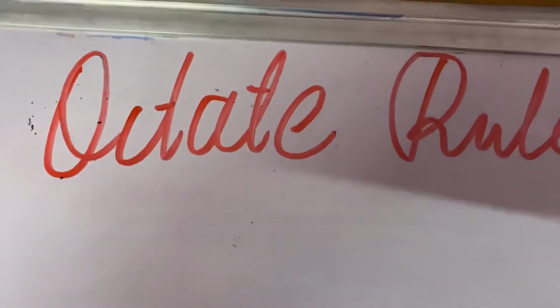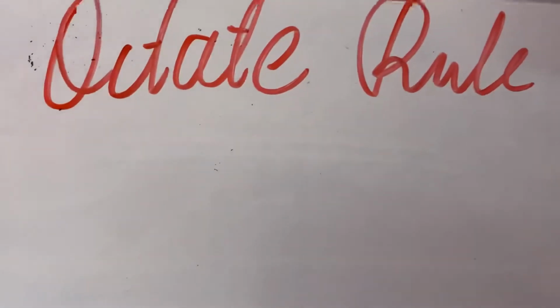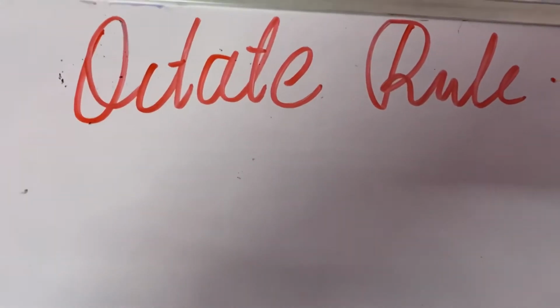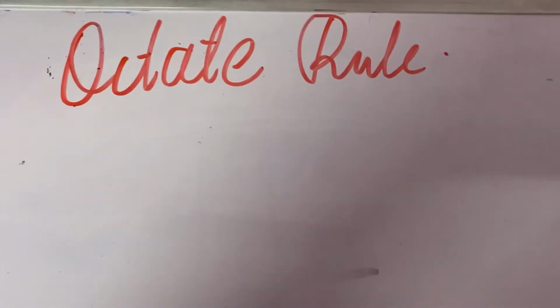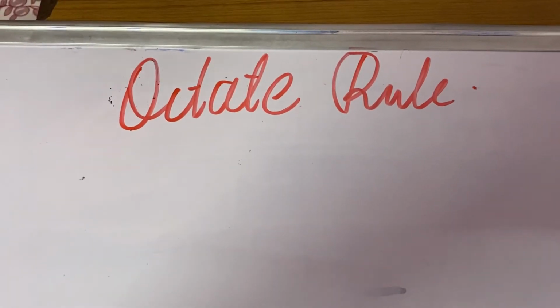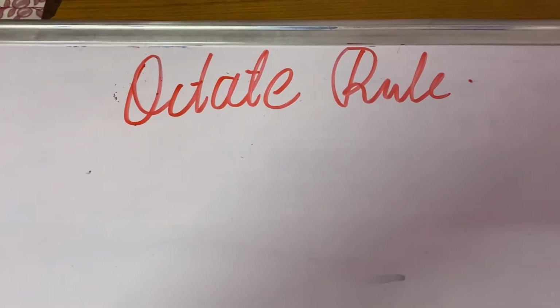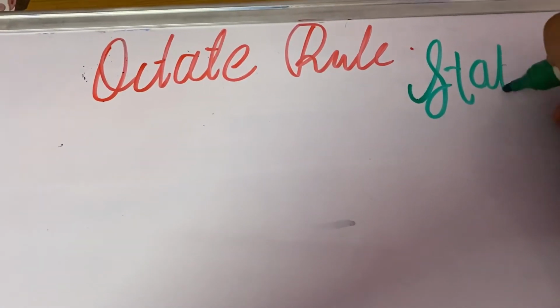The next topic is the octet rule of chemistry, which denotes the number 8. So what does this octet rule actually mean? This octet rule has a very good connection with the word stability.